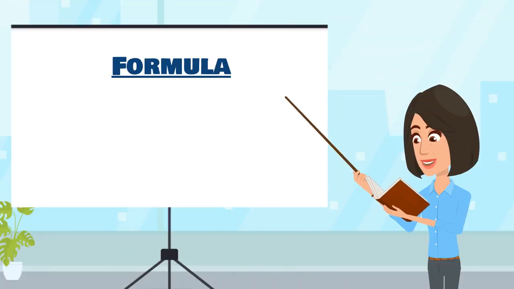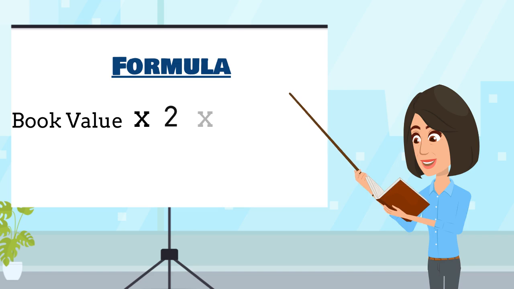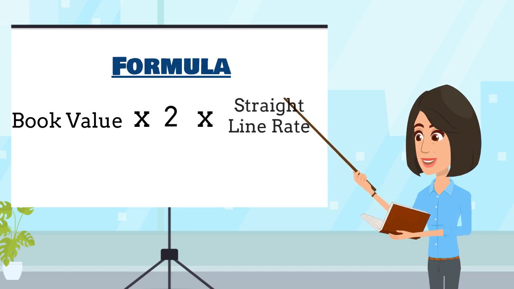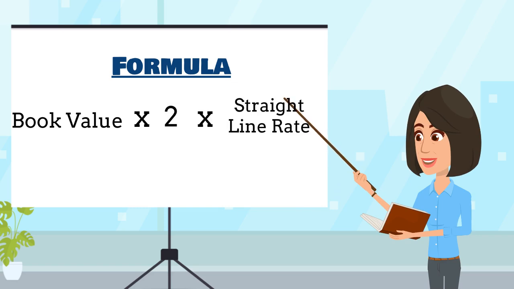Here's the formula for DDB. Take the book value of the asset times 2 times the straight line rate. Some people say that DDB is like straight line times 2 because of this formula, and that's partially correct. We'll get into that in a minute.